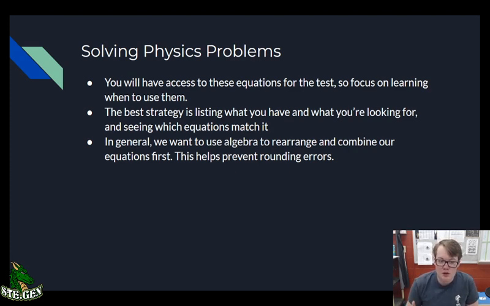In general, you then also want to use algebra and rearrange and combine equations first. Only once you have your equation completely solved for what you're looking for on one side, then you just plug everything into your calculator. That feels kind of annoying, but it helps prevent rounding errors, because if you round every time you plug it into your calculator, you're just slowly going to add more and more errors to the problem that you're trying to solve. So this is our general approach.